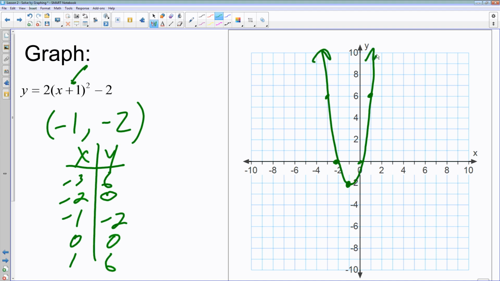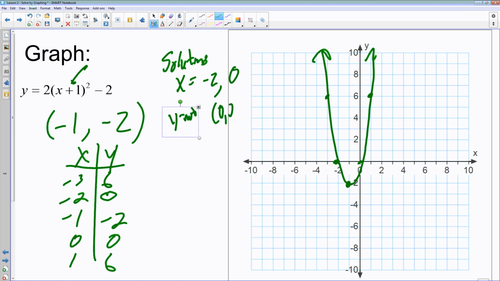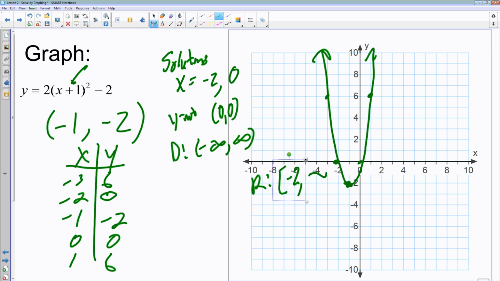Okay, so now what are the solutions? Well, my solutions are x equals -2 and 0. Okay, my y-intercept is at (0, 0). My domain is still -infinity to +infinity. My range, note the very bottom is at -2, so I'm going to use a bracket, but then it goes upwards to +infinity.